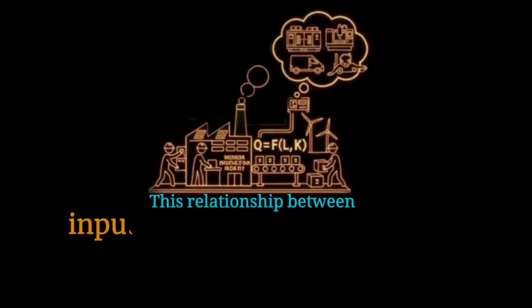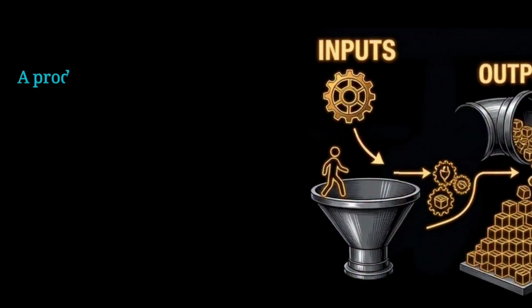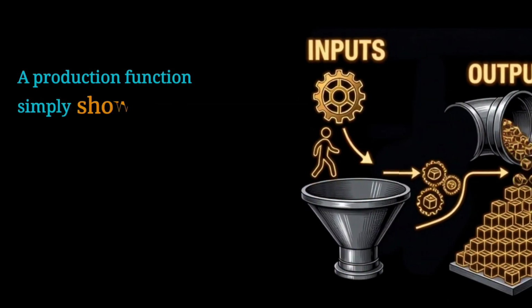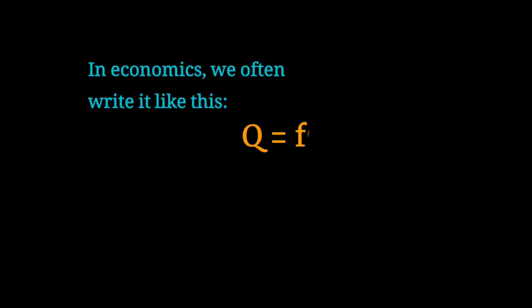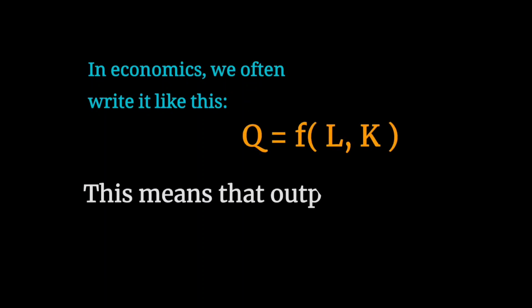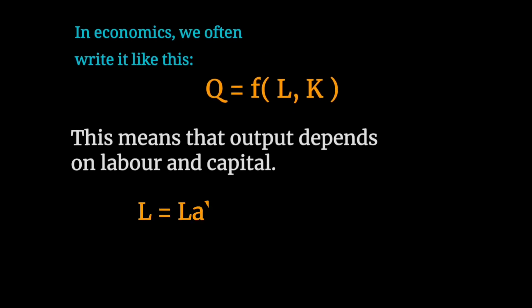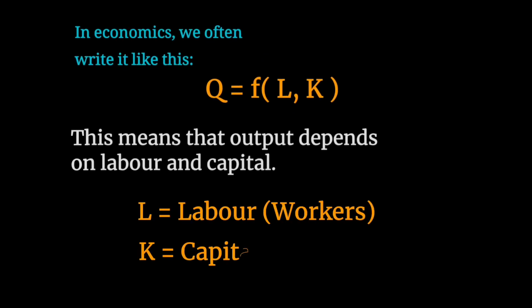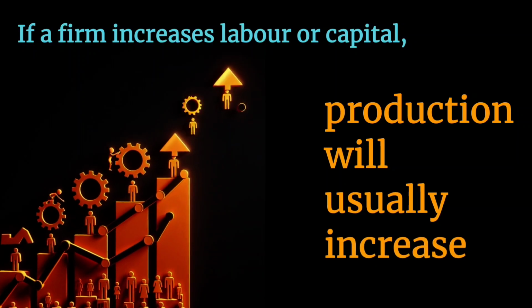This relationship between inputs and output is called a production function. A production function simply shows how inputs are transformed into output. In economics, we often write it like this: Q equals F of L and K. This means that output depends on labor and capital. Labor represents workers, capital represents machines and equipment. If a firm increases labor or capital, production will usually increase.